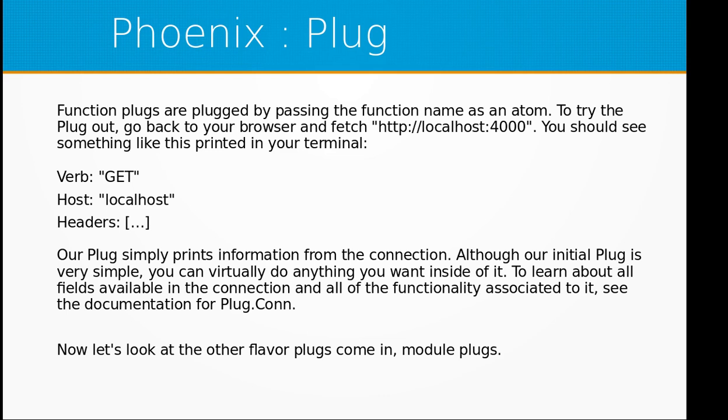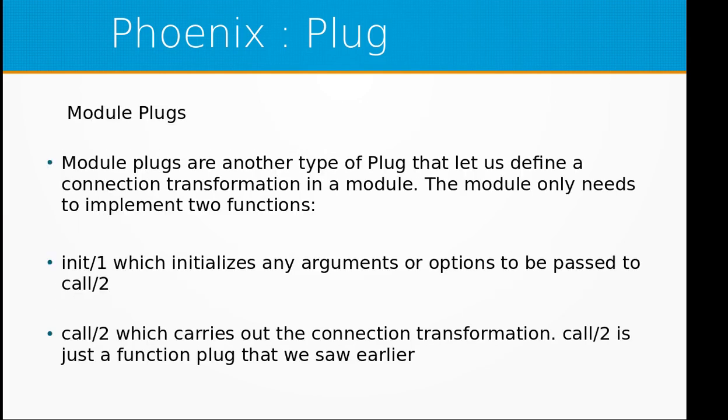Our plug simply prints information from the connection. Although our initial plug is very simple, you can virtually do anything you want inside of it. To learn about all fields available in the connection and all of the functionality associated to it, see the documentation for Plug.Conn. Now let's look at the other flavor plugs come in, module plugs.